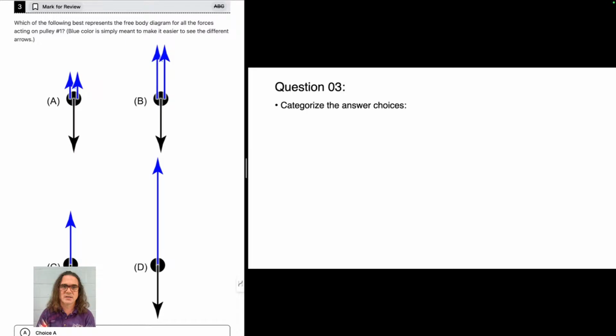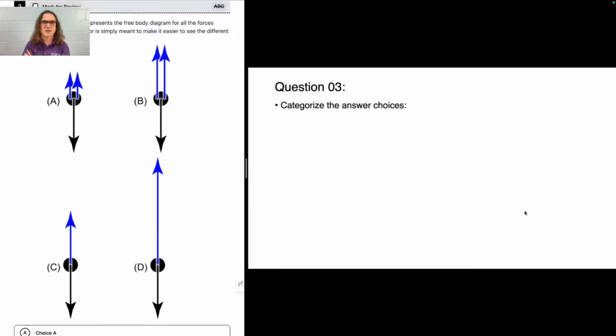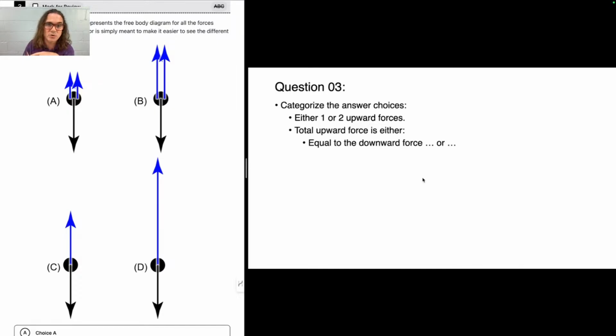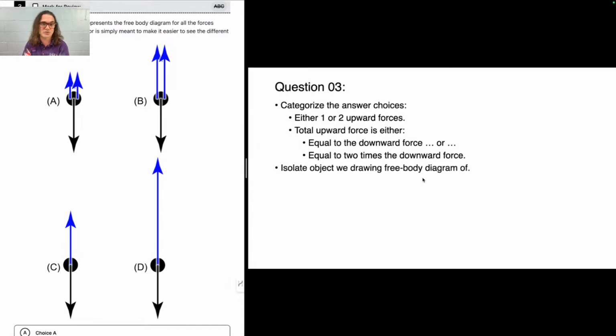You could see that we have either one or two upward forces, right? So it's either one or two because there's one force down in all of them, and the total upward force is either equal in magnitude to the downward force or equal to 2 times the downward force, right? So those are our basic answer choices. So we want to isolate the object we're going to draw the free body diagram of.